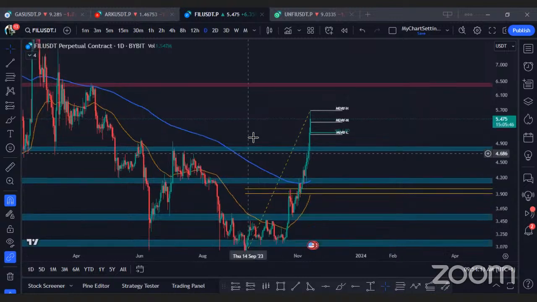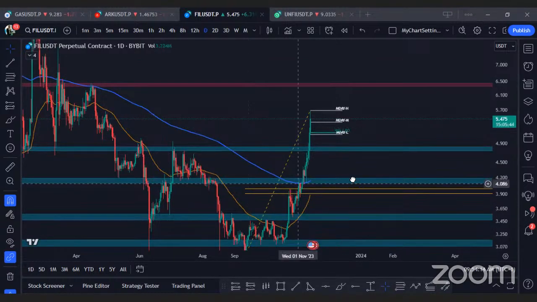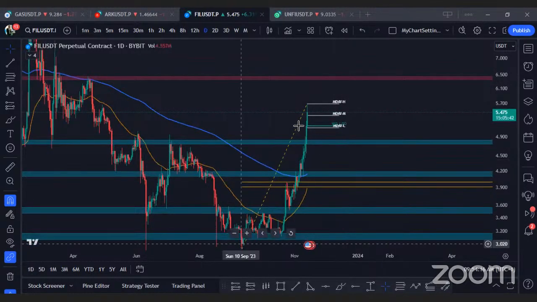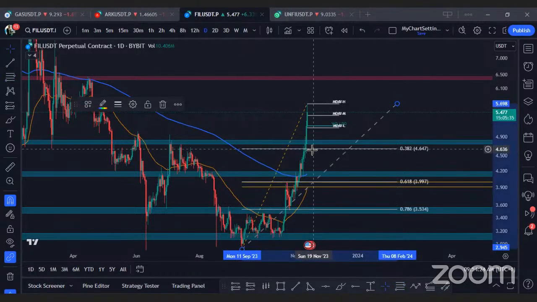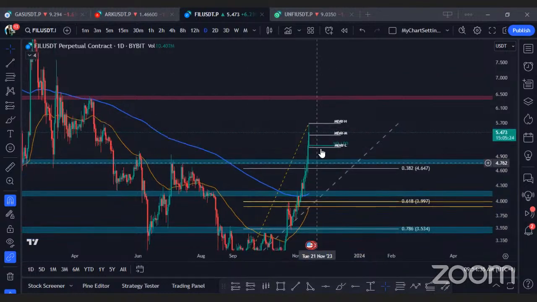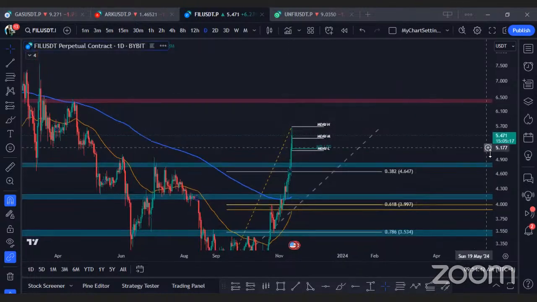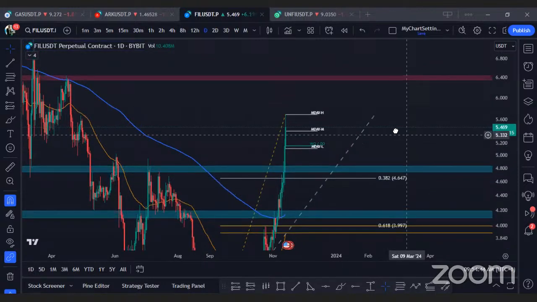If I'm looking for pullbacks, taking this from down here up there, my 382 is a bit far, and I doubt it will get down there. The 382 would be around the $4.6 level, slightly beneath this support or resistance level. So we may have this going to test the $6 level before coming back. Those are the areas I'm looking at.